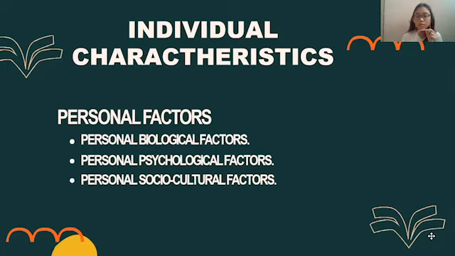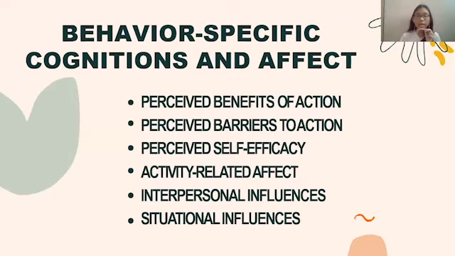Lastly is the socio-cultural factors. So, pag socio-cultural factors, nandyan yung social and culture. So, nandyan masasabi mo yung education, yung race, ethnicity, and also yung status mo sa lipunan. Next is the behavior-specific cognition and affect. So, sinasabi dito na meron daw tong 6 points, which includes the benefits of action.